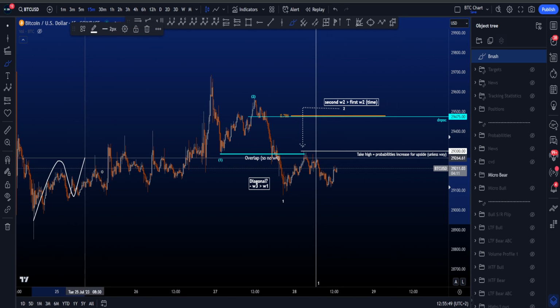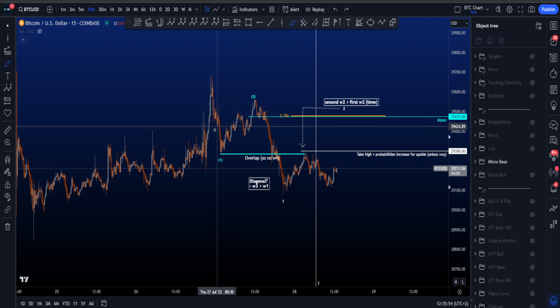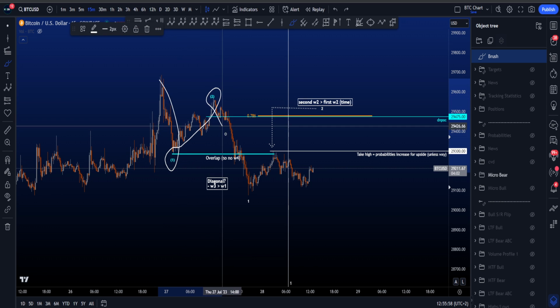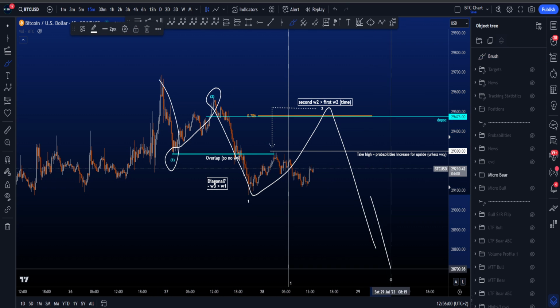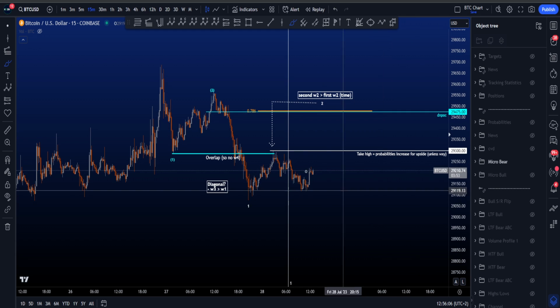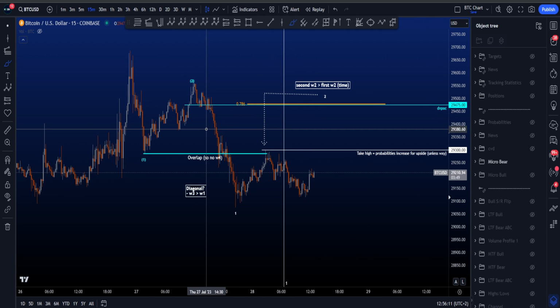In this scenario, the sideways structure that we have over here is a sideways complex corrective structure, and now we're then looking for this to be a wave 1, followed by a wave 2, and then potentially another 1, 2, and then a continuation to the downside in a wave 3. That's what we've been looking for in the previous video. However, now that time has passed, we get a little bit of a problem in a double 1, 2 scenario.